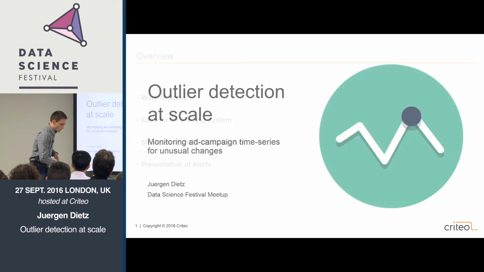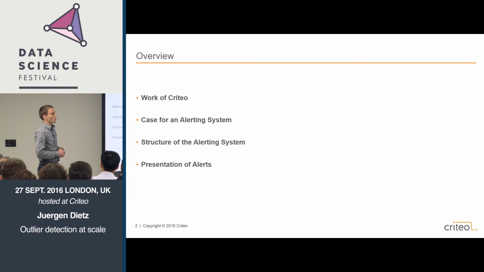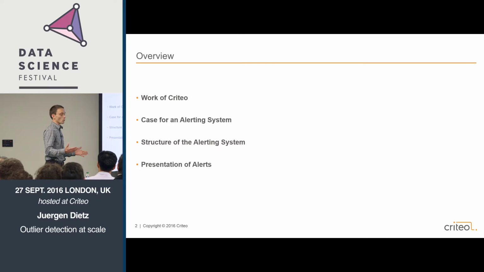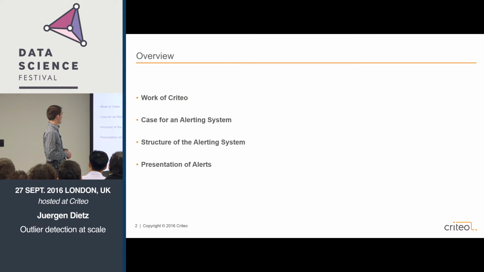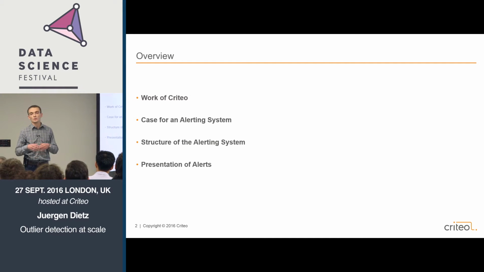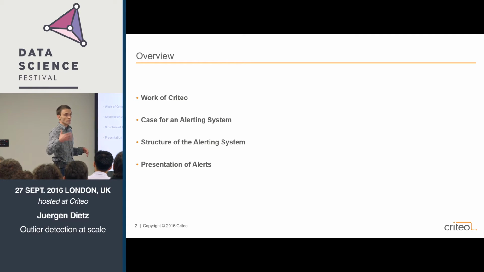All right, so quick overview. First, I'm going to say a few words about what is Criteo, what do we do, because that's important for the alerting system later on. Just the metrics that we talk about, etc., to have a context. Then why do we want an alerting system? What's the case for it? And then the main bit is going to be structure of the alerting system. So what are the components? How do they work? How do we implement them? Right. And finally, I say a few words about once we have the alerts, how do we push them out to relevant people? How do we visualize them? Right.